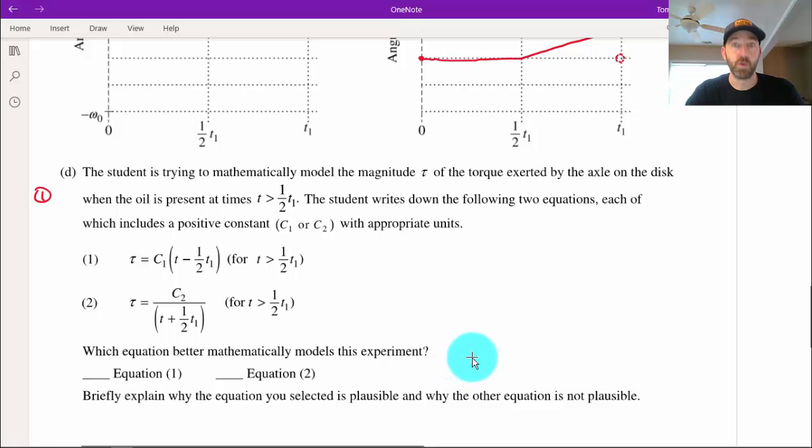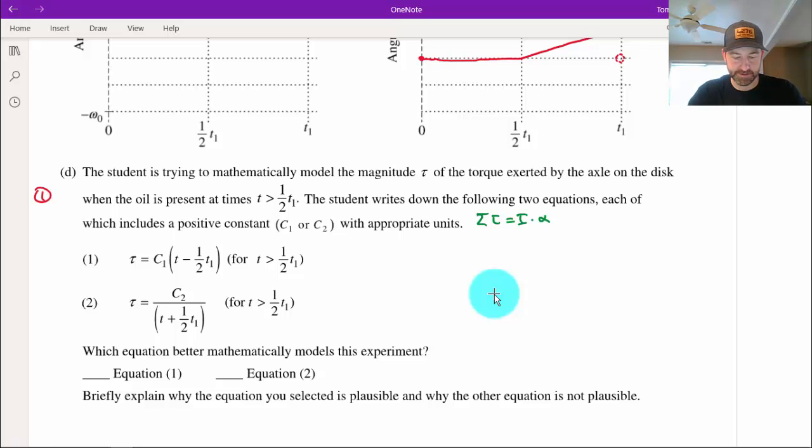So again, this is worth 1 point. So if you pick equation 1 or equation 2, that's worthless unless you have an explanation down below as to why. And I'll probably write the explanation up above, right next to the equations here. But here we have the idea, again, that net torque is going to be equal to I times alpha.